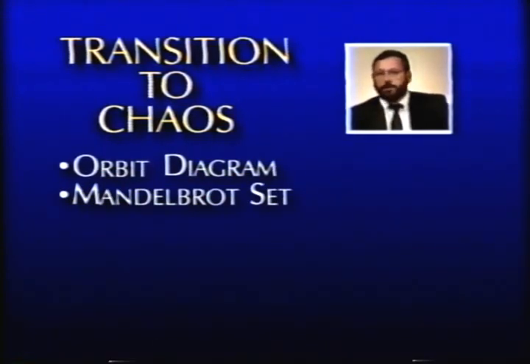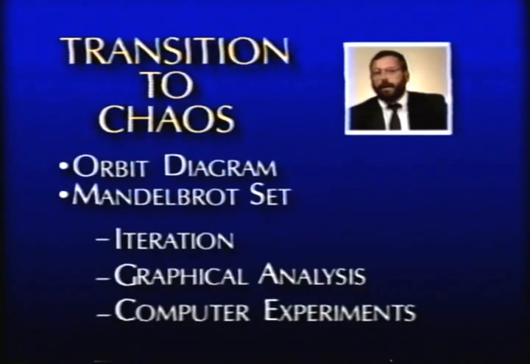The two images I'd like to talk about are the orbit diagram and the Mandelbrot set. In order to explain them, I have to introduce some ideas from mathematics, namely the notion of iteration, graphical analysis, and then finally some computer experiments that illustrate these images. But before turning to the mathematics, let's look at what these two images look like.